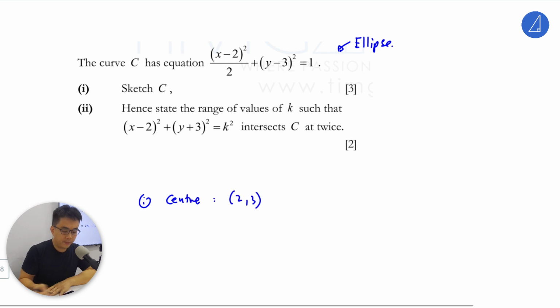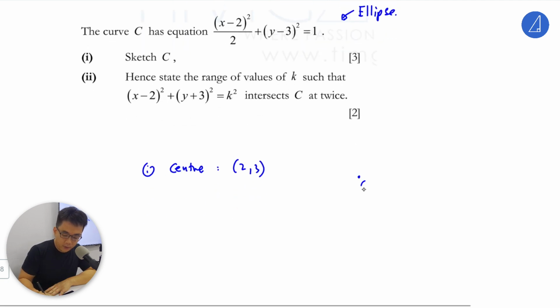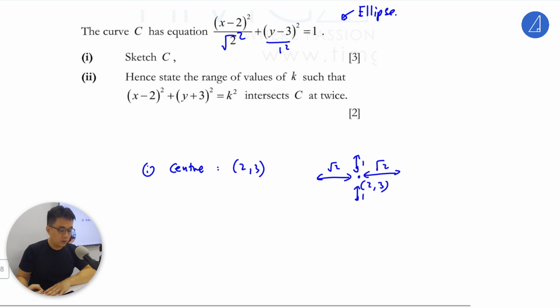2, 3 lah. Okay. Then if this is 2, 3, then this side here is actually square root 2. So essentially this side here is root 2, this is root 2, right? This is 1 squared, so 1 is like that. Okay, so you start off like that.